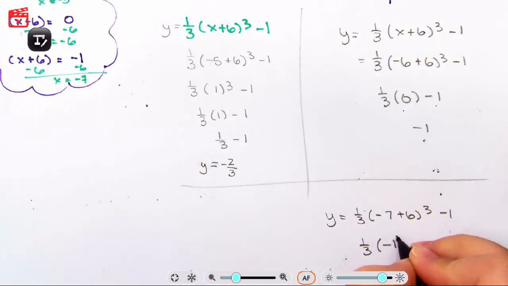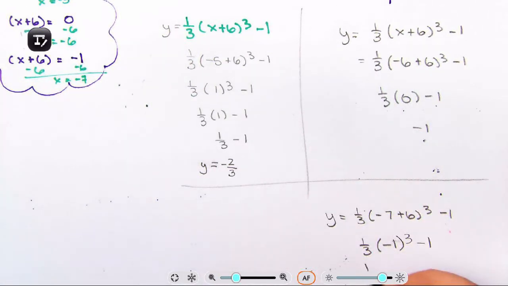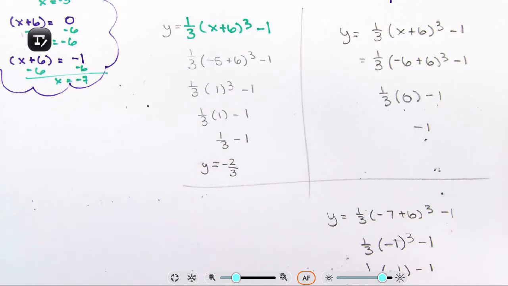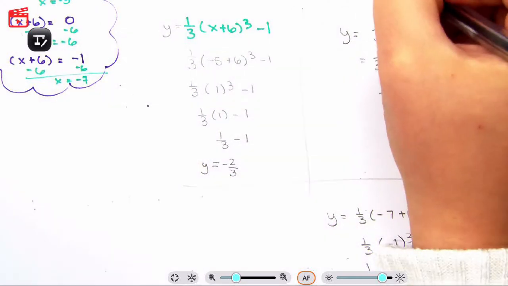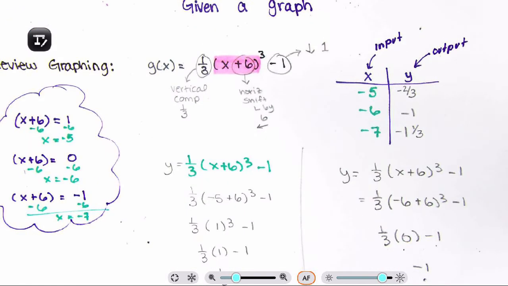Hesitated for a second. I hope you noticed that. Okay, so I have 1/3 times -1 minus 1. So I have -1/3 minus 1. So that means I have -1 and 1/3 for my points. So these could be your points.